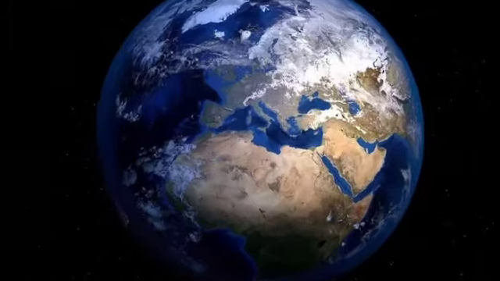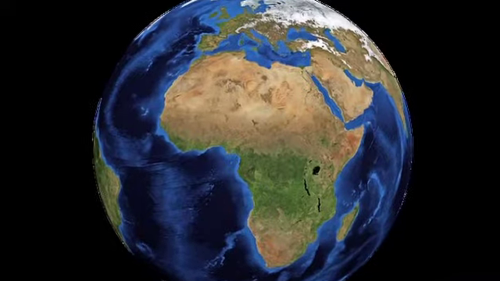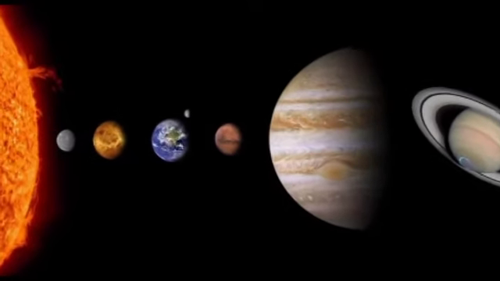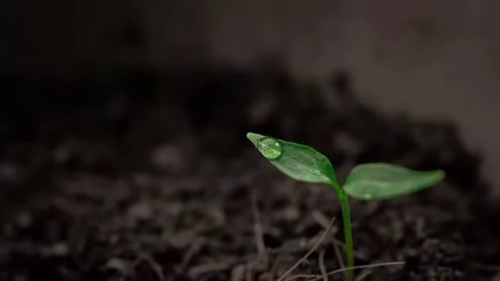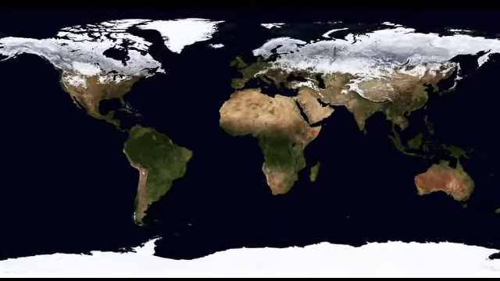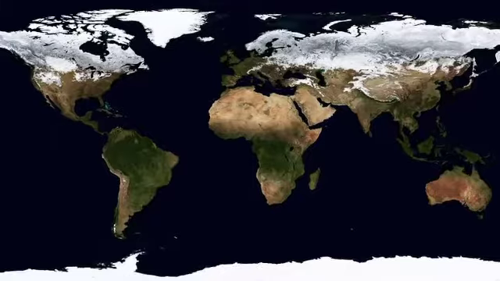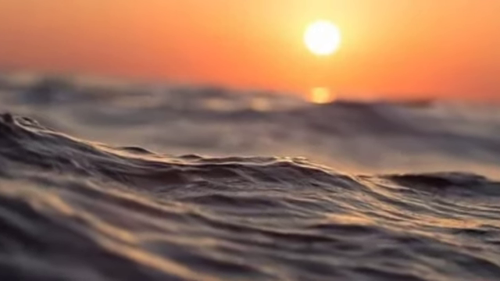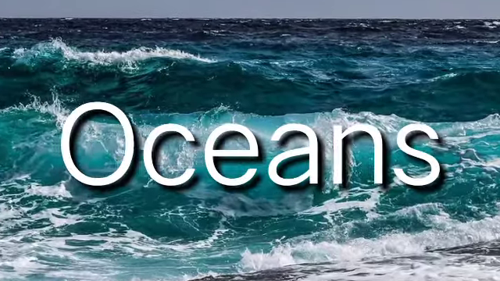Our Earth is a unique planet. It is the only planet in our solar system that has water and air. Our Earth has land masses and water bodies. The large land masses are called continents. The large water bodies are called oceans.